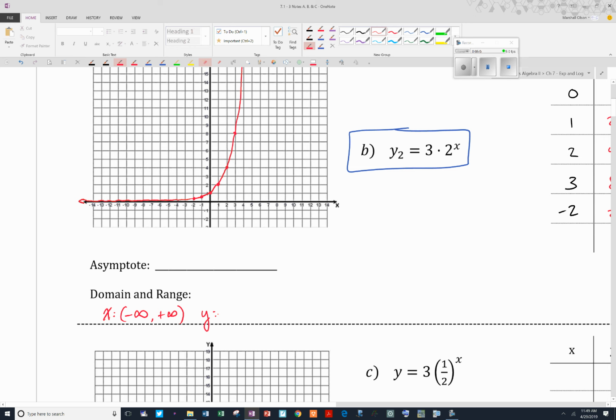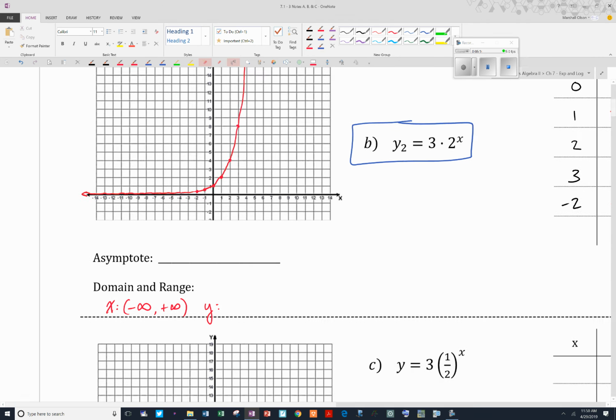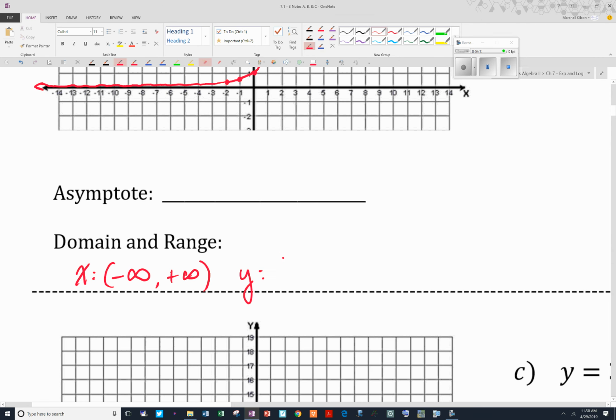Are there any negative numbers? No, so the smallest number is 0, but does it actually equal 0? No, we just said that. It could never, ever actually equal 0. So make sure you use a parenthesis there with 0. It gets really, really close to 0, but it never actually equals it.